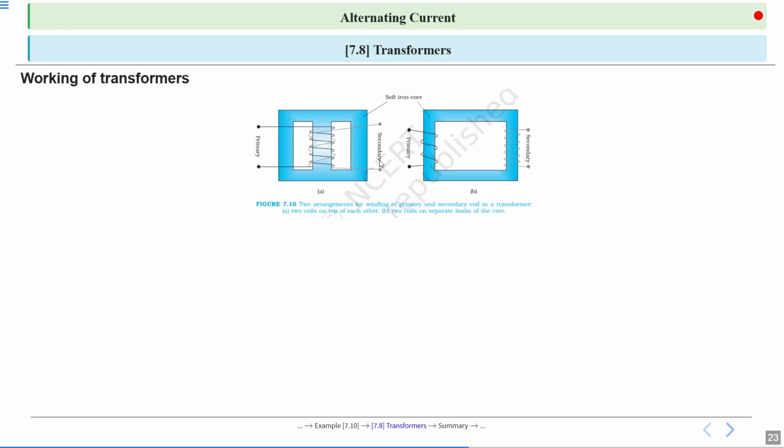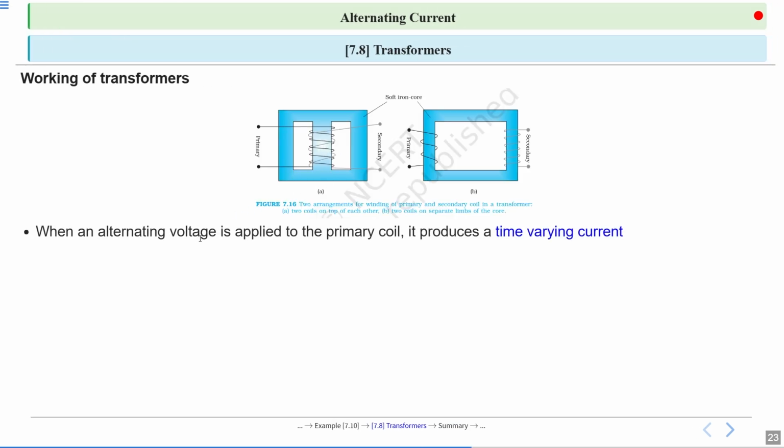So, the working of transformers, let's see. When an alternating voltage is applied to the primary coil, it produces a time varying current, because the current is varying with respect to time. It is changing periodically. This resulting time varying current produces a time varying magnetic field.